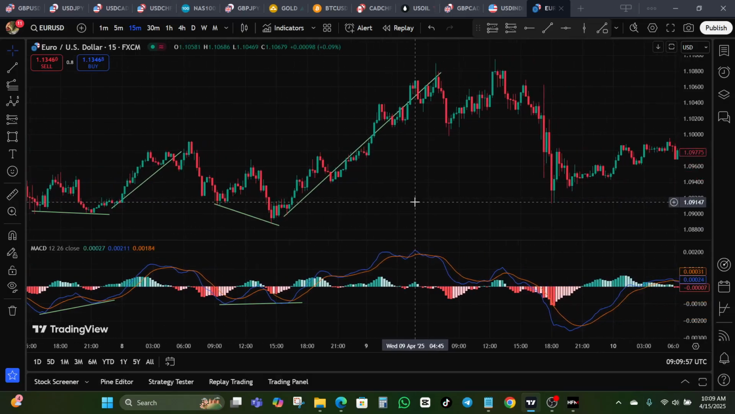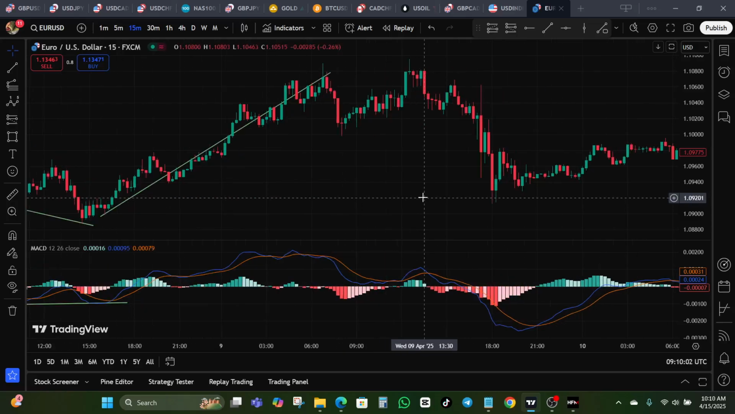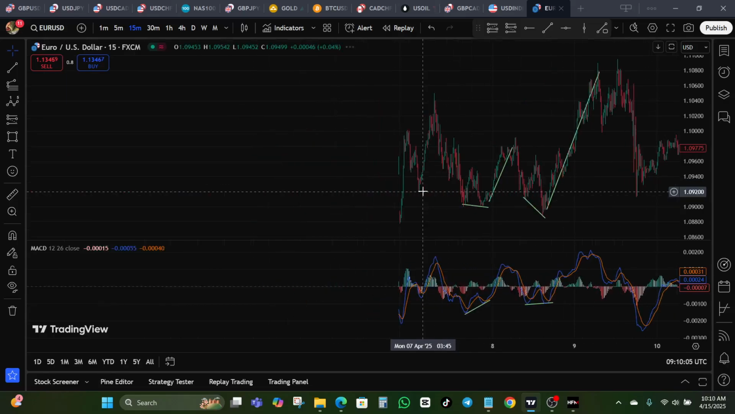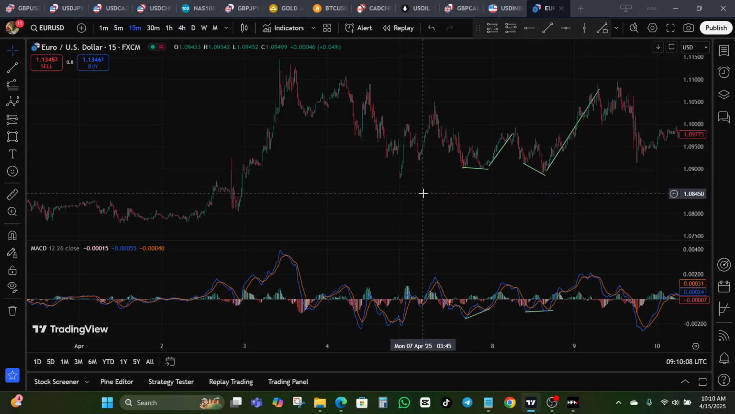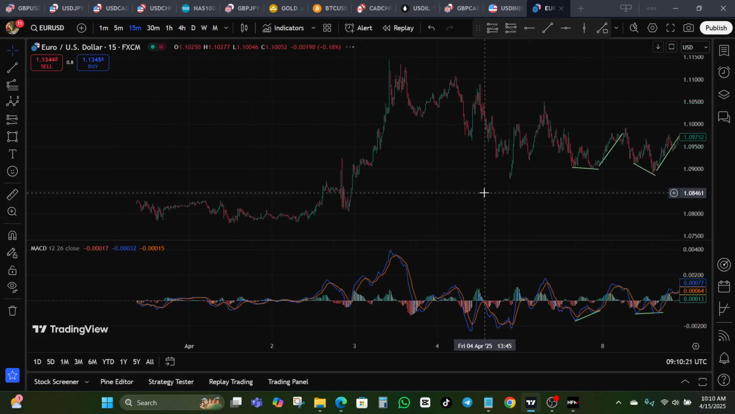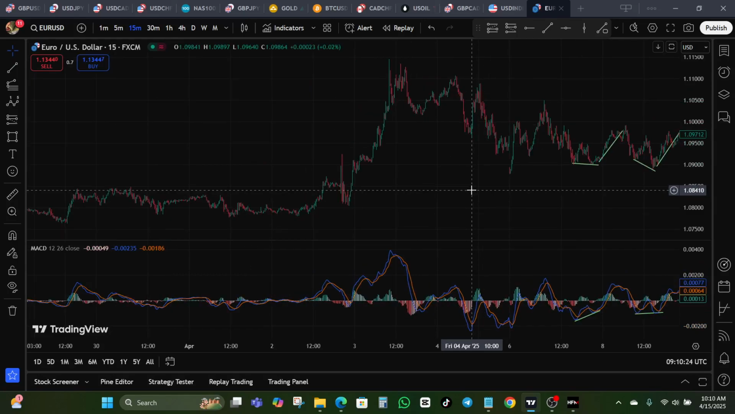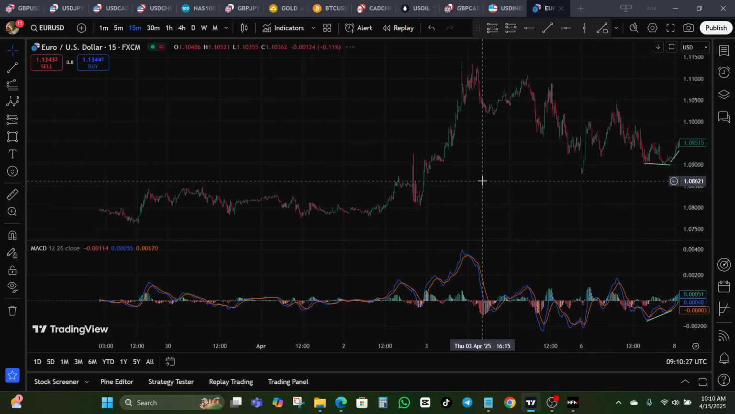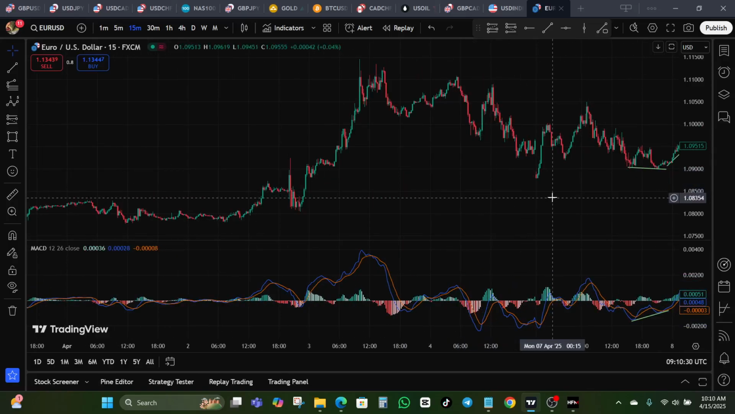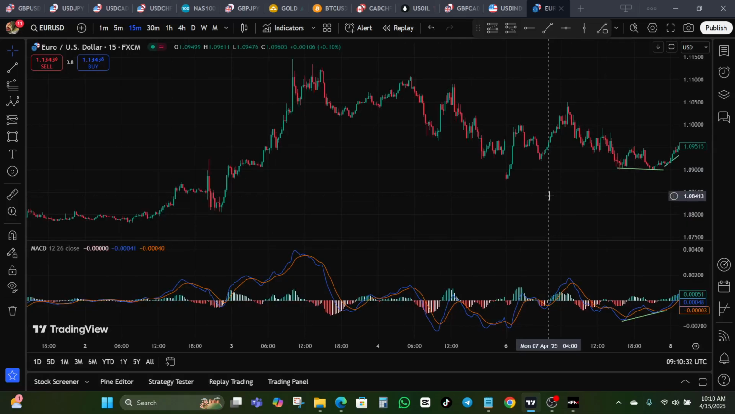So to find MACD double divergence, you have to zoom out slightly and look for two consecutive price highs or lows that are not matched by the MACD. For a bullish setup, you will notice that price will make lower lows, but the MACD will make higher lows twice.